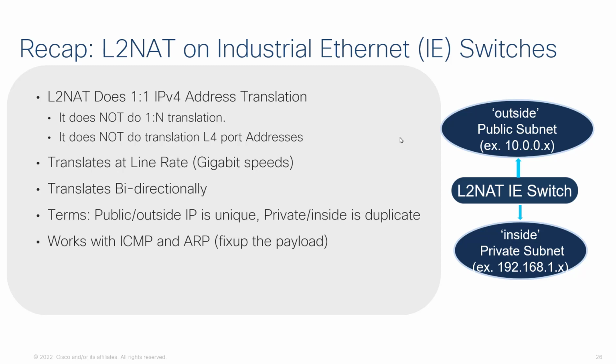So the switches can work with ICMP and ARP, and we call those out specifically because those are two of the known IP protocols that put IP addresses into the payload. When we say fix up those protocols, we also mean we're going to translate the IP address in the payload as well as in the layer 3 header. I use this example throughout the presentation, but it can be any IP address.